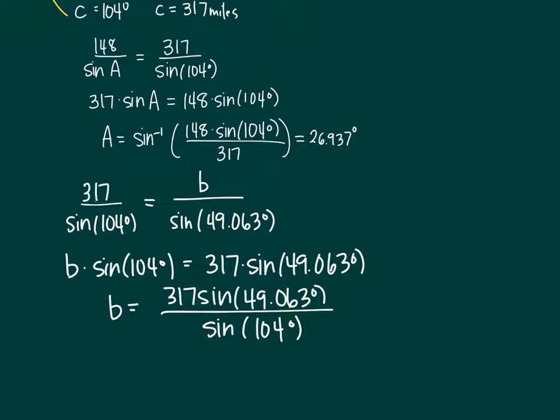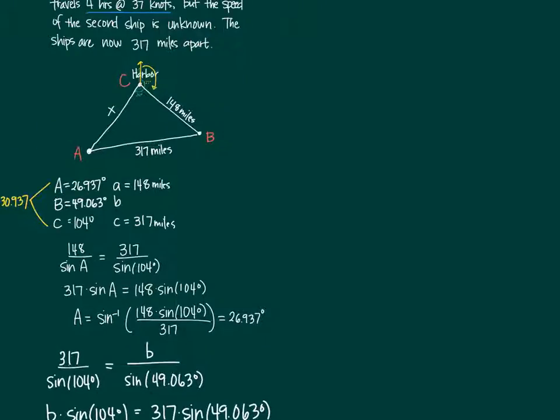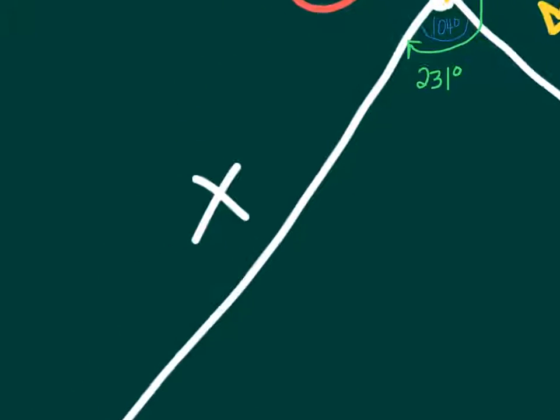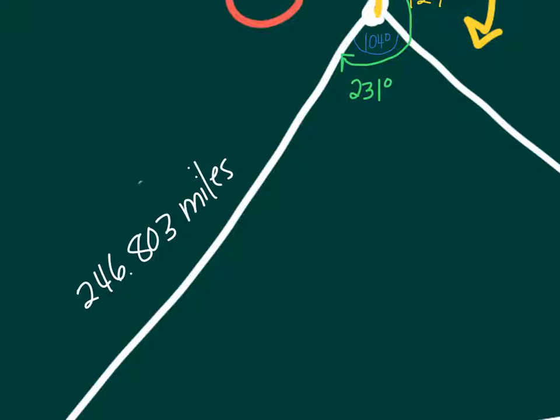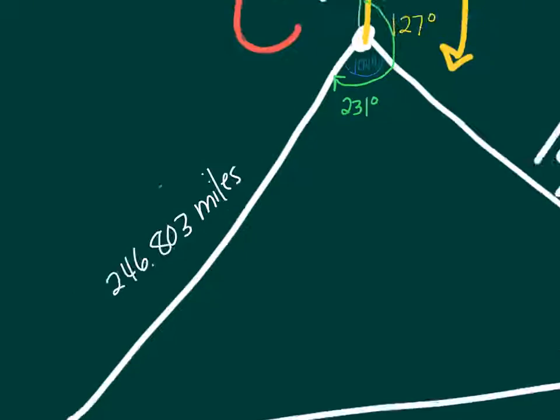All right, so we are at 246.803, and that would be miles for our boat. So let's go back to our drawing, and we now know that this boat here has gone 246.803 miles. That tells us how far the boat went.